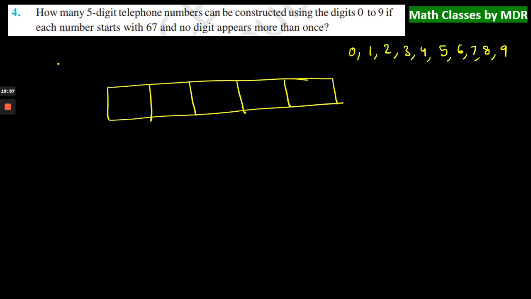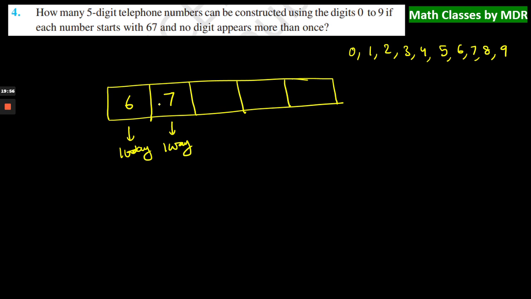But there is a condition here. Each number starts with 6, 7. That means these places are fixed here, so we cannot alter these places. This is fixed. This is one way we can fill, that is by 6. This is one way we can fill, that is by 7.